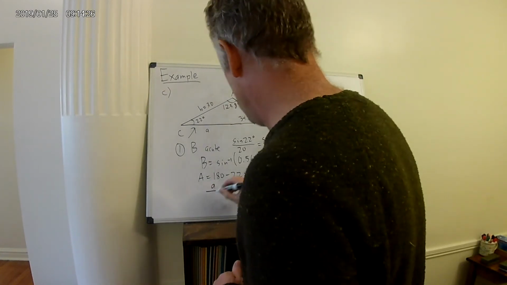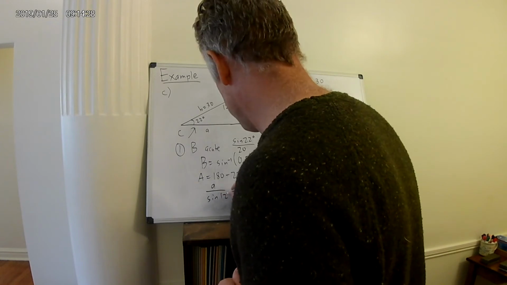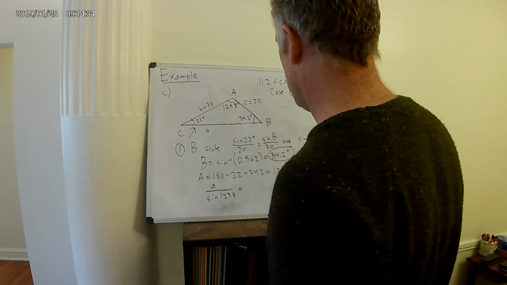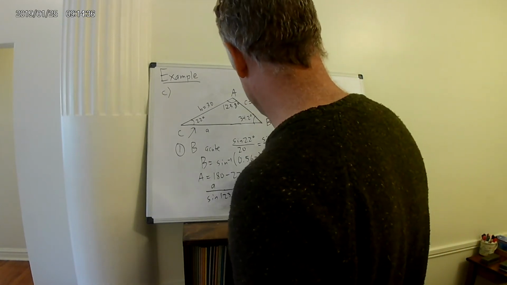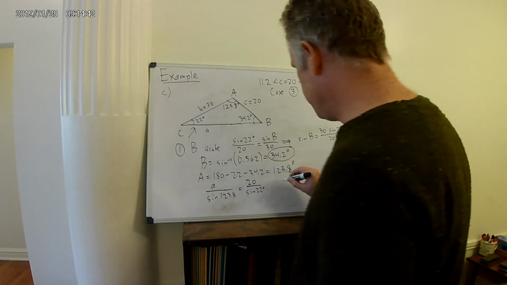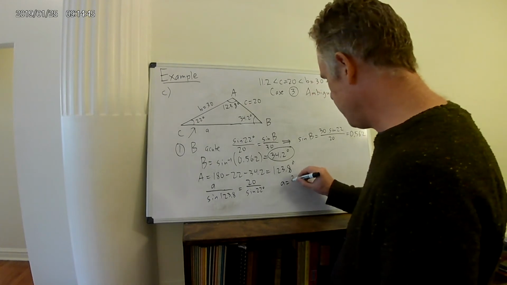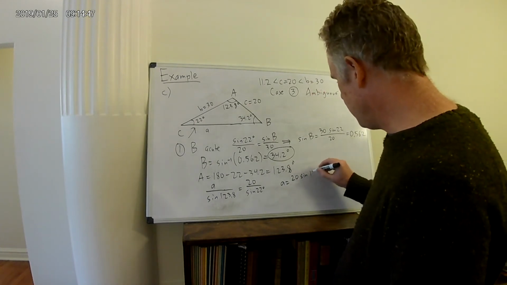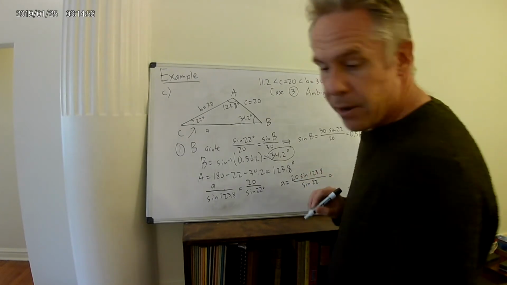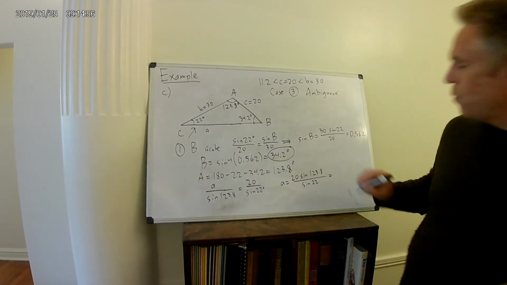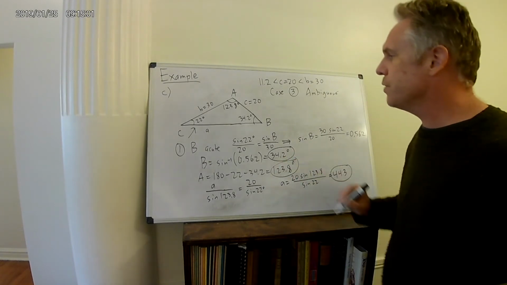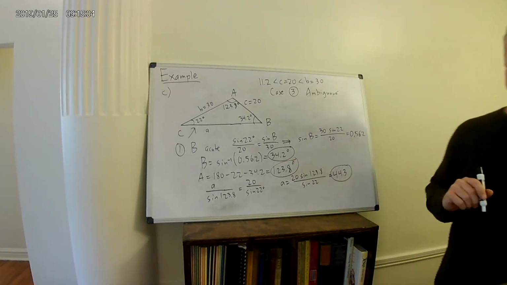So A over sine of 123.8 equals, pick your other favorite pair. We'll go with sine C equals 20 over angle C, which is sine of 22 degrees. This means that A is equal to 20 times sine of 123.8 divided by sine of 22. And if you calculate this, we get 44.3 for the value of side length A. And that seems to make sense based on the diagram.